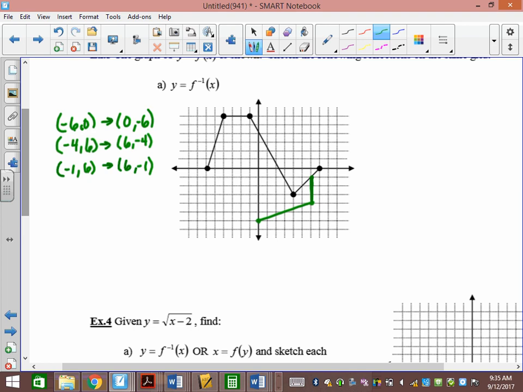Now, why is this one vertical here? What do you remember about inverse graphs? Because the original was horizontal. Remember, anything that's horizontal becomes vertical. Anything that's vertical becomes horizontal. So this one's vertical here because this was horizontal in the original. Then 4 and negative 3 is going to become negative 3 and 4. And then 7 and 0 is going to become 0 and 7.